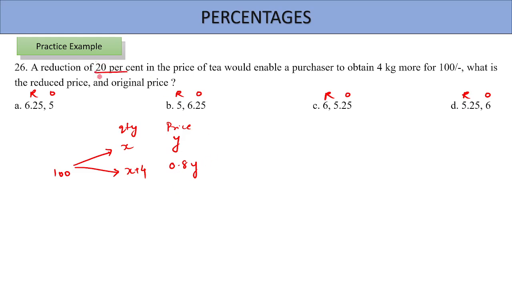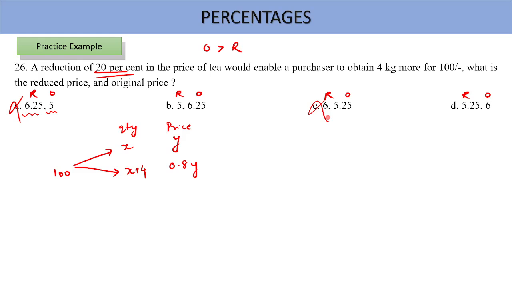Okay, there is a 20% reduction in price. The price is reducing, which means the original quantity is obviously greater than the reduced quantity. But in this option, you see your original is 5 and reduced is 6.25. That means your reduced price is increasing, which is not possible because there is a 20% reduction in price. So this option automatically gets ruled out. Similarly, this also gets ruled out as your reduced price is greater than your original price. So this option is also ruled out.